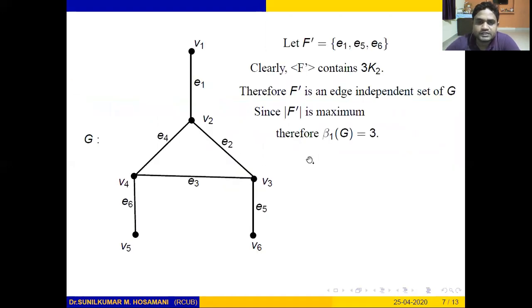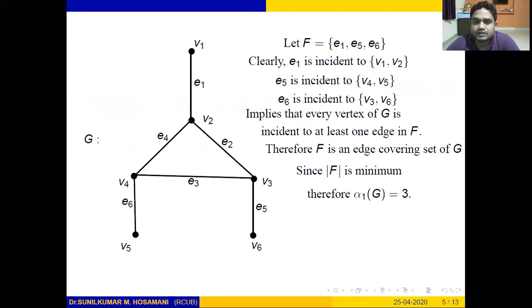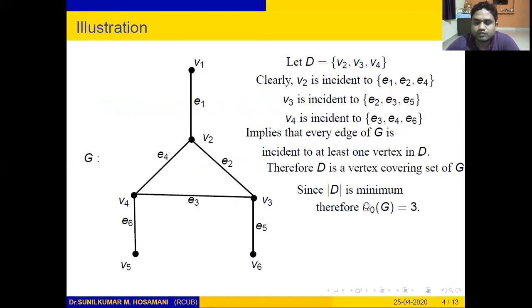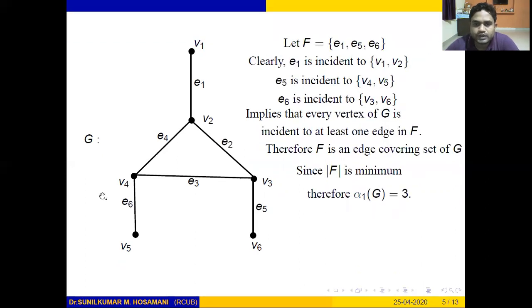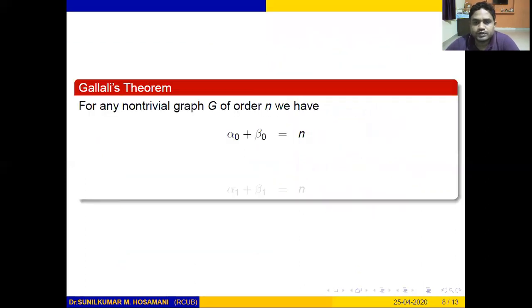For example, here you can see that beta 1 value is 3, beta naught value is 3, alpha 1 value is 3, and alpha naught value is also 3. If I take alpha naught plus beta naught, which is equal to 6, you can see that the number of vertices in this graph is 6. Similarly, alpha 1 plus beta 1 is equal to 6, and the cardinality of the vertex set of G is 6 here. So for any non-trivial graph G, alpha naught plus beta naught equals the number of vertices present in that graph, and alpha 1 plus beta 1 equals the number of vertices present in G.